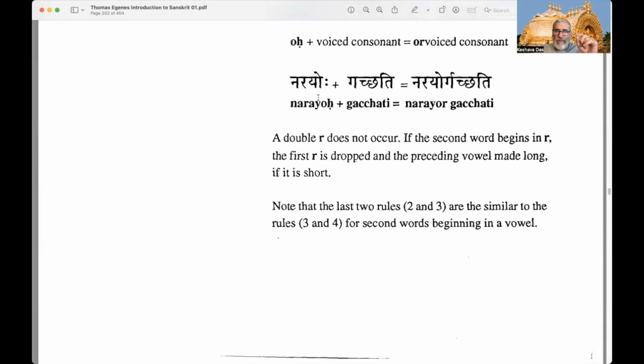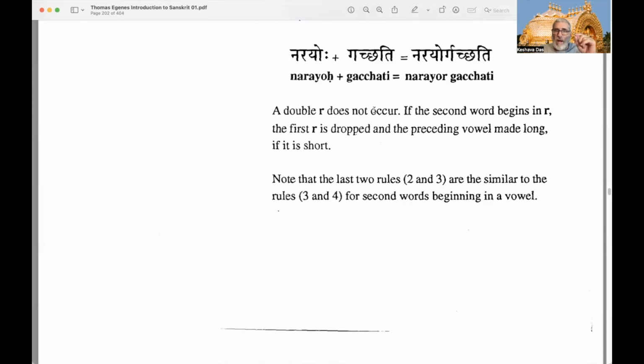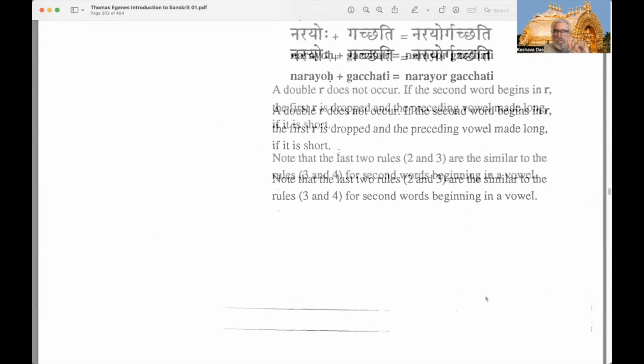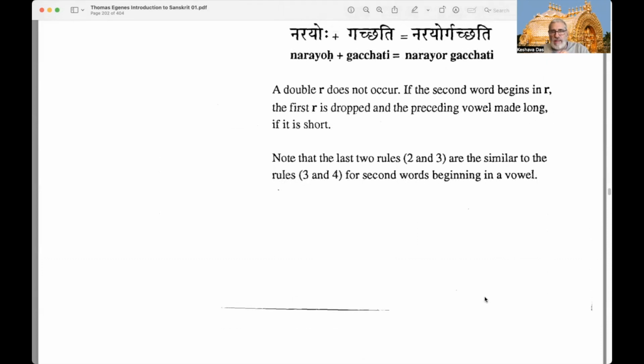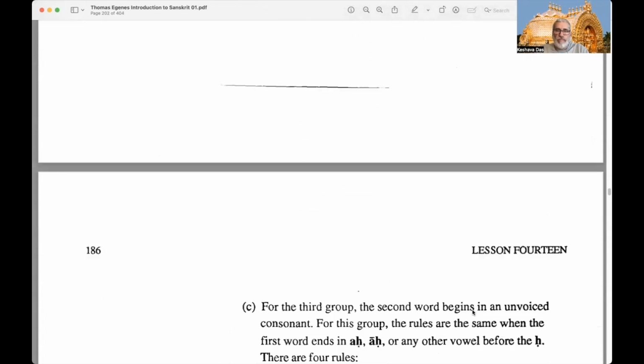So then what happens with the double R? A double R does not occur. If the second word begins with R, the first R is dropped, and the preceding vowel made long if it is short. Okay, so he says, note that the last two rules, 2 and 3, are similar to the previous rules, 3 and 4, for second words beginning with a vowel.